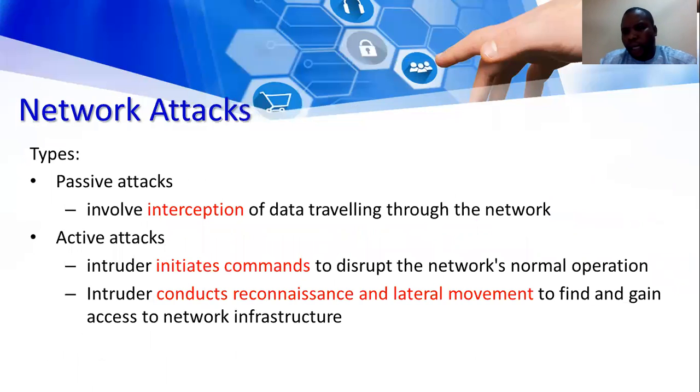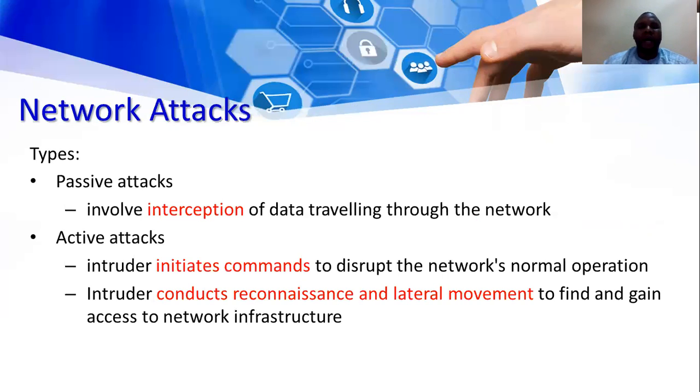Let's move to network attacks. We have different types of network attacks. We have passive attacks. We have active attacks. The passive attacks simply involve interception of data traveling through the network, which means a kind of peeping. The attacker is trying to look at data that is traveling on the network. This kind of attack is not active; it is passive.